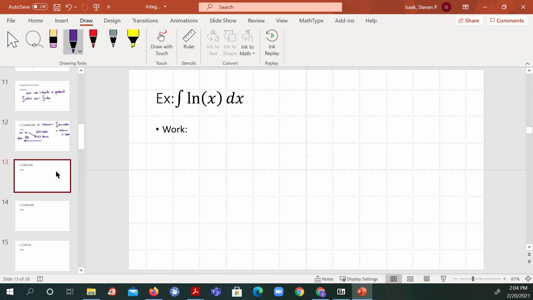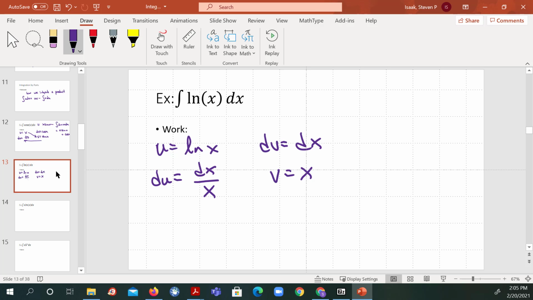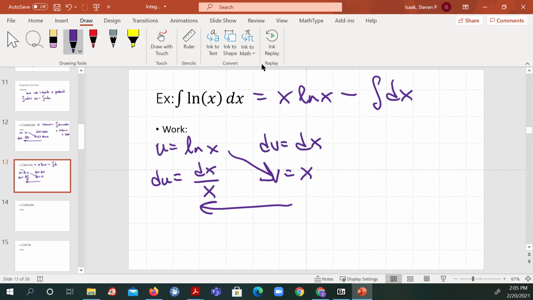Now this one's an interesting one. I'm going to let u be ln x, because I don't know how to integrate ln x right now. I will in a second. I'm going to let dv be dx. So v is just going to be x, and du will be dx over x. So x ln x minus, but 1 over x times x is just 1. So this is x ln x minus x plus a constant.